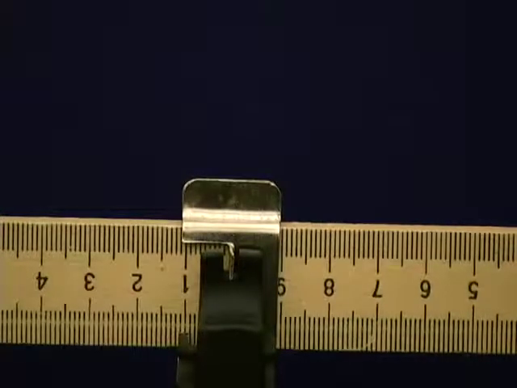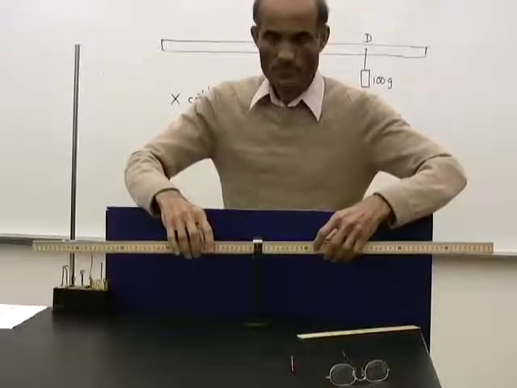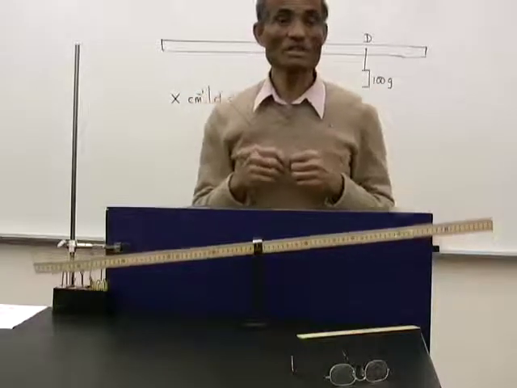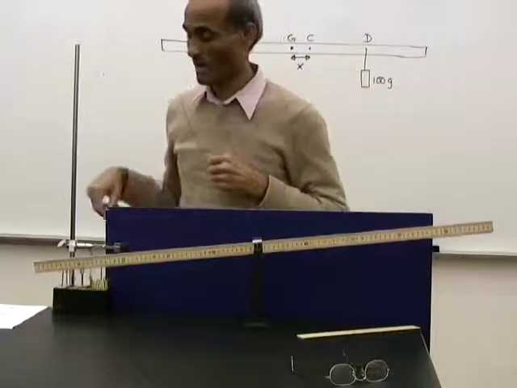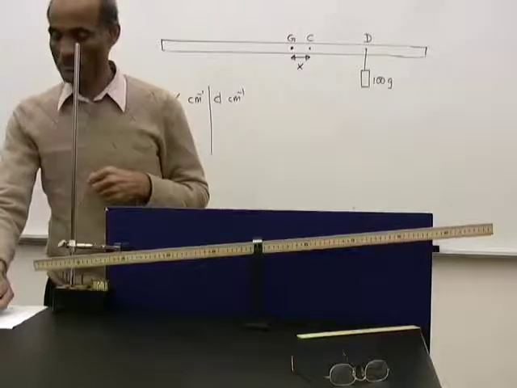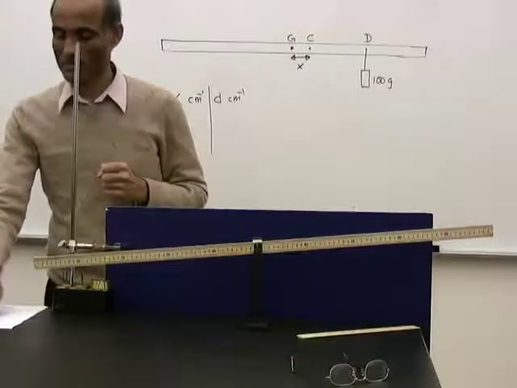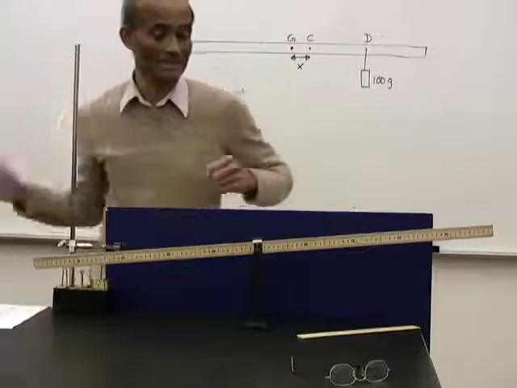Okay? Measure and record the center of gravity. Alright, take a note of that. Your center of gravity is at the 50 centimeter mark. And now we need to balance the ruler at the point C.